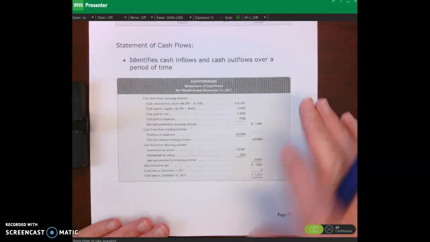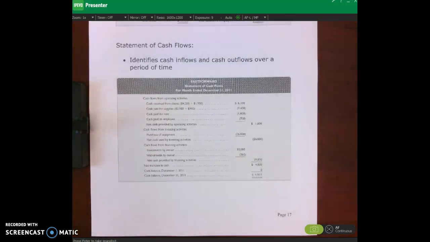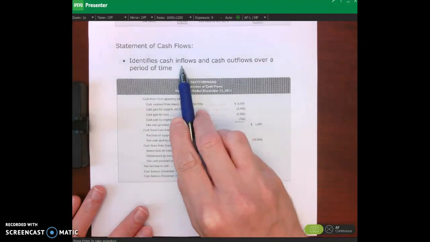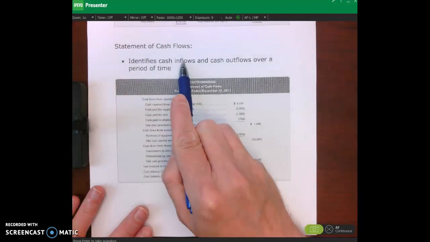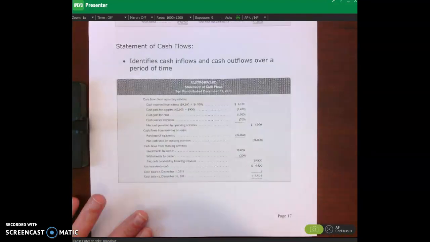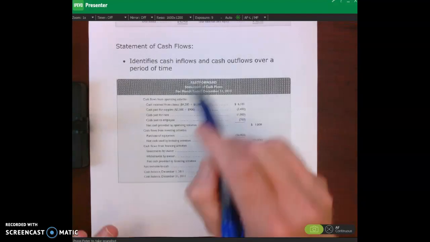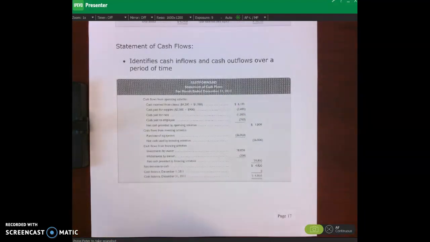The last financial statement is our statement of cash flows. This statement of cash flows we will talk more about in Accounting 102, the next principles of accounting course. But what our statement of cash flows shows us is where do we get our cash from and what are we spending our cash on. So cash inflows are cash coming into the organization, cash outflows paying for things, cash going out of the organization.